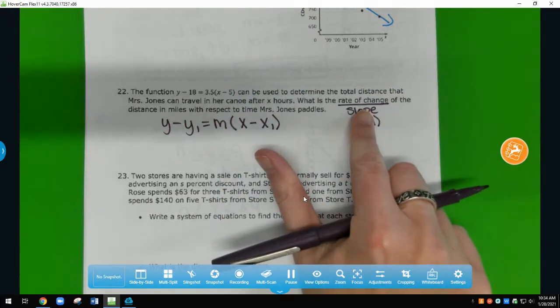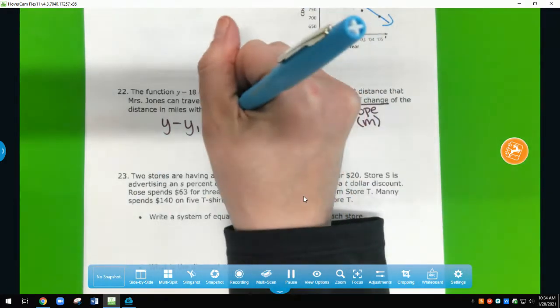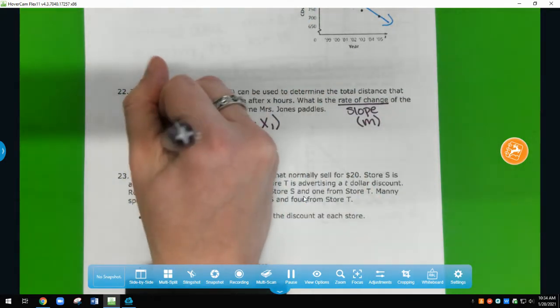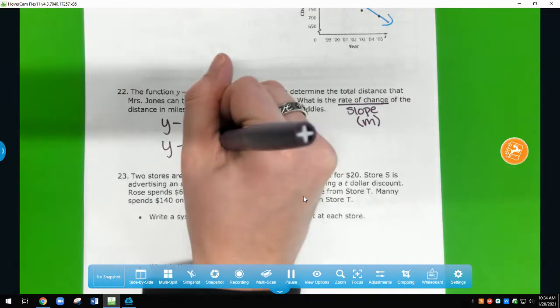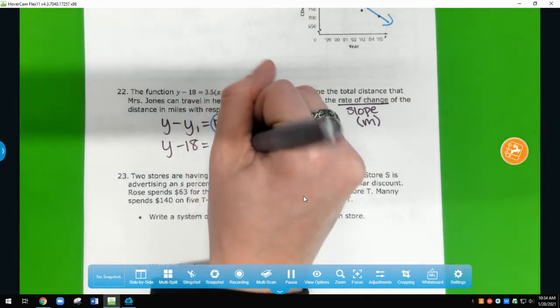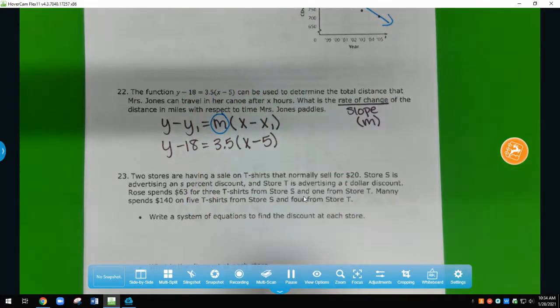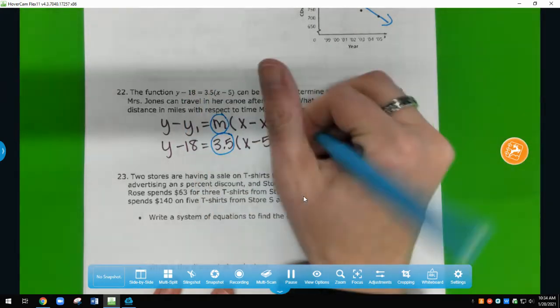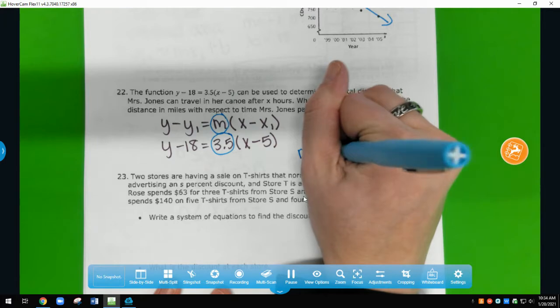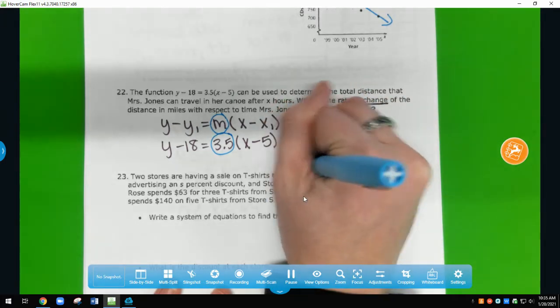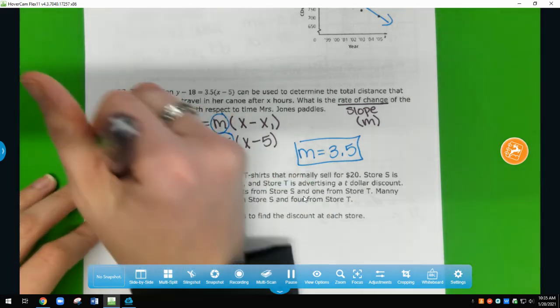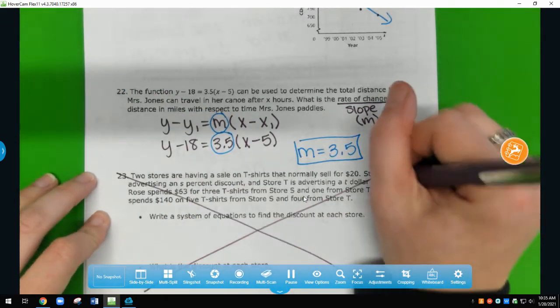Okay, so since I'm looking for the rate of change, I'm just looking at that m value. So if I write this other equation underneath, I'm looking at the number that's in the same spot as m. So that's 3.5. So our m is 3.5. Okay, we're going to go ahead and cross out number 23.